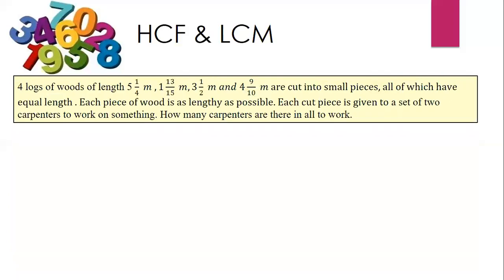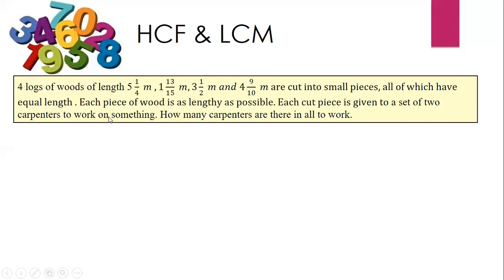Same way here, 4 logs of wood of length 5 1/4 meter, 1 13/15 meter, 3 1/2 meter and 4 9/10 meter are cut into small pieces, all of which have equal length. Each piece of wood is as long as possible. Each cut piece is given to a set of 2 carpenters to work on something. How many carpenters are there to work? So here also the same thing.